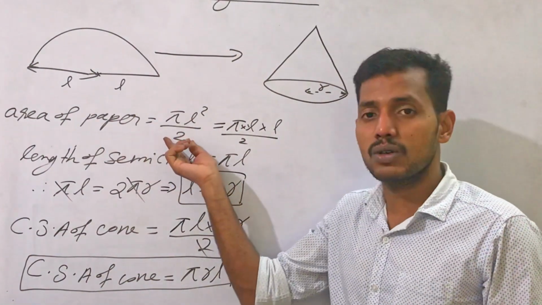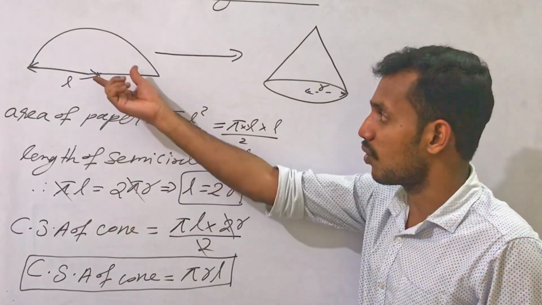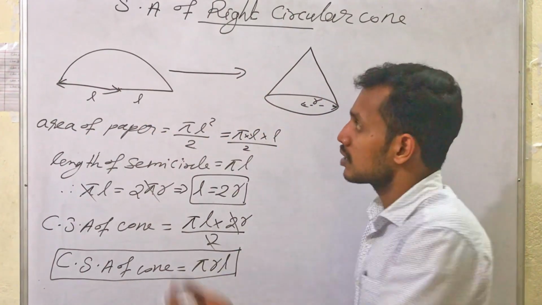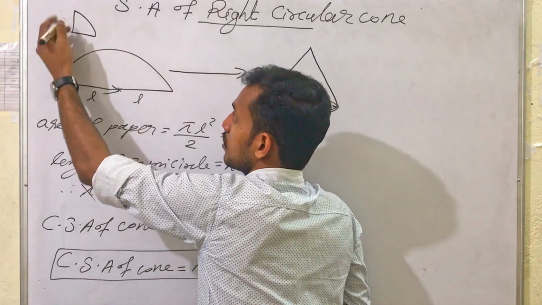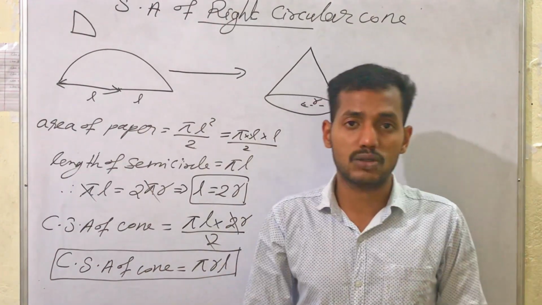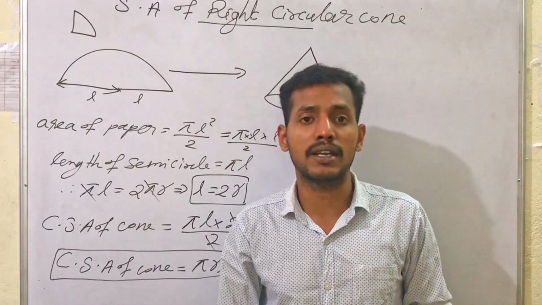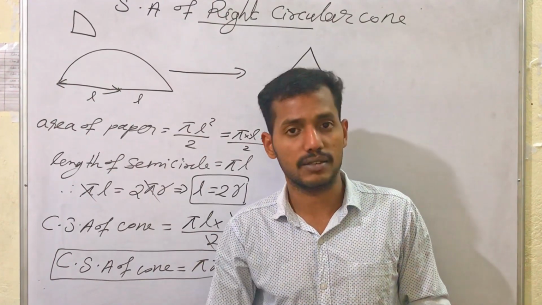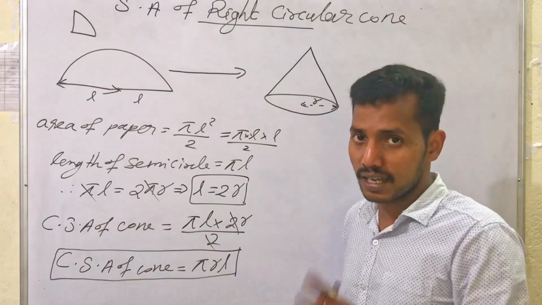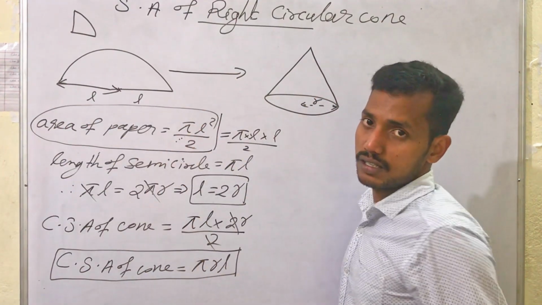One thing you remember: you cannot use this derivation to find the curved surface area of a cone in general, because we got this formula only by considering that a semicircle is made into the form of a cone. Not necessarily always, sometimes a quadrant of a circle can also be made into a cone, and in that case this method will not work. The actual way of deriving this formula is given in your textbook as an activity on pages 218 and 219. That activity is very lengthy, and because of that I showed this simple way of making the formula. So once again, don't use this method to find the curved surface area of a circular cone.